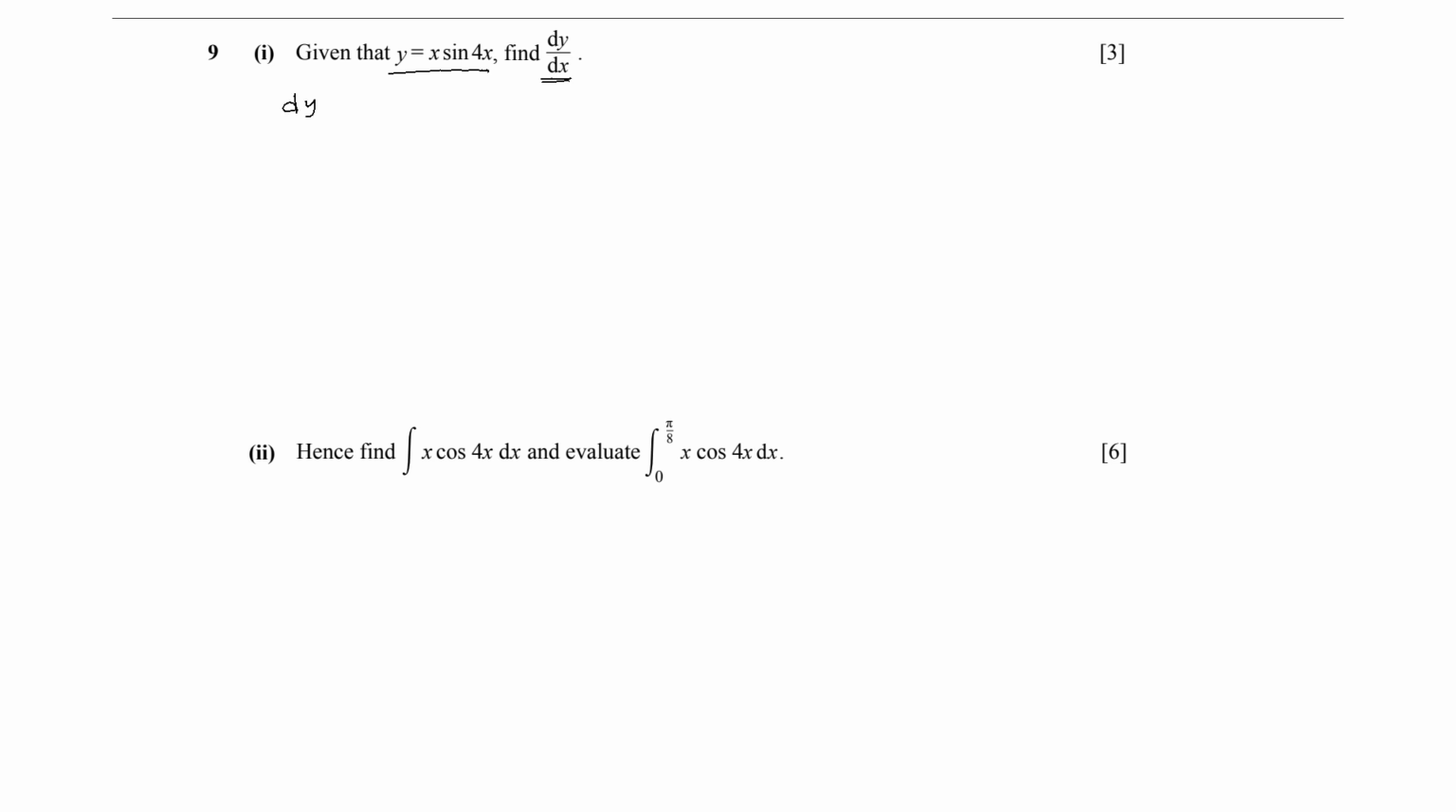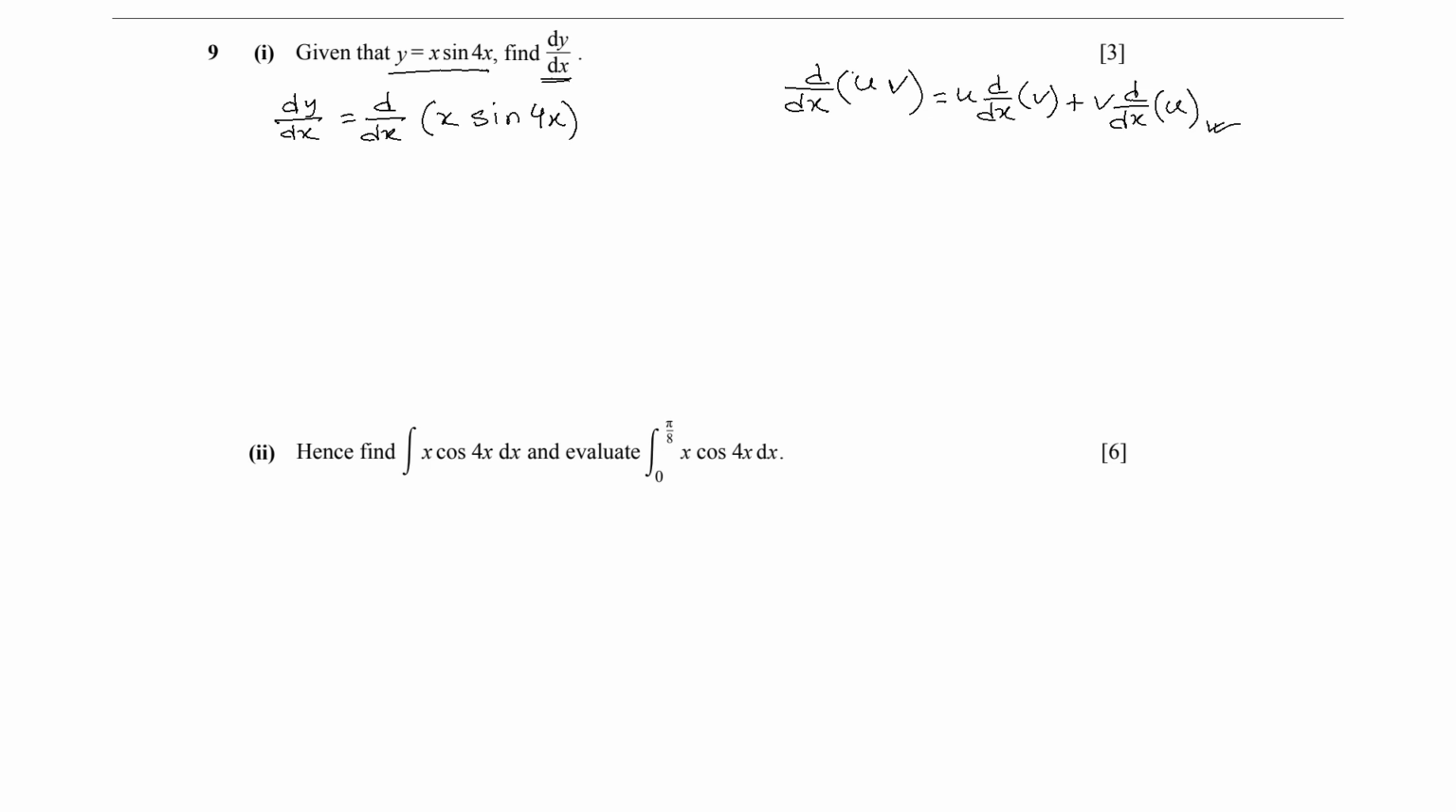So let's write dy over dx is equal to d over dx of x times sine 4x. Here this x and sine 4x are in product form, so we are going to use the product rule of differentiation. But what is the product rule of differentiation? Let me show the product rule of differentiation in brief. We have two terms, u and v, in product form. Then if we differentiate them with respect to x, we can write d over dx of uv will be equal to u times d over dx of v plus v times d over dx of u.